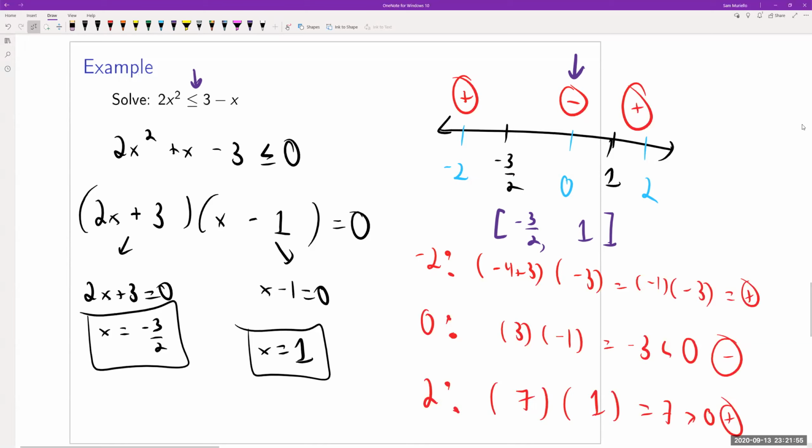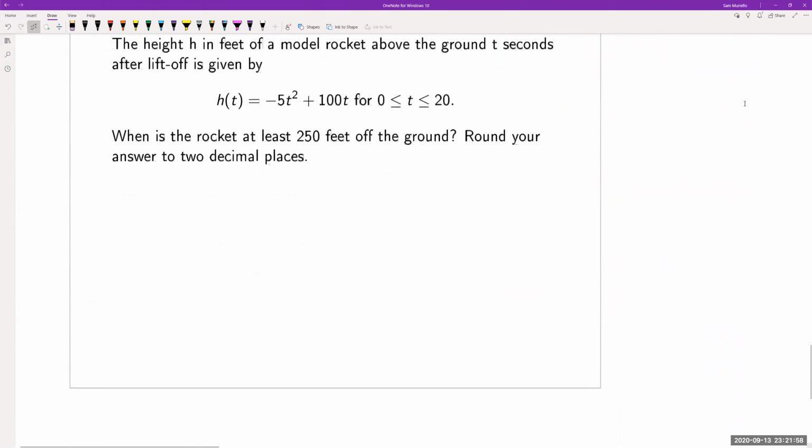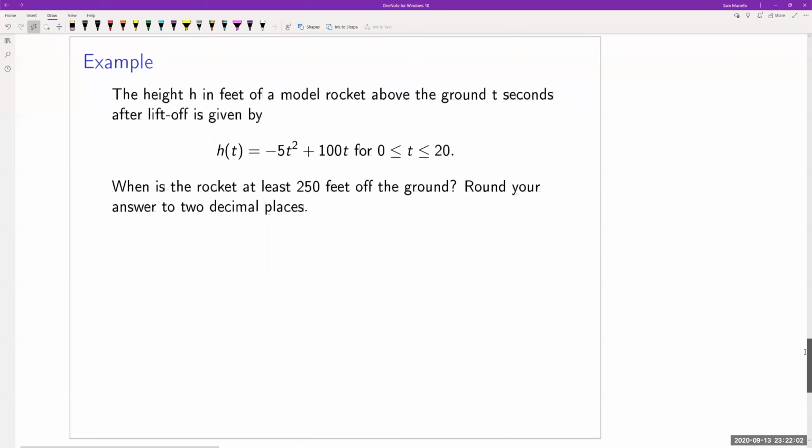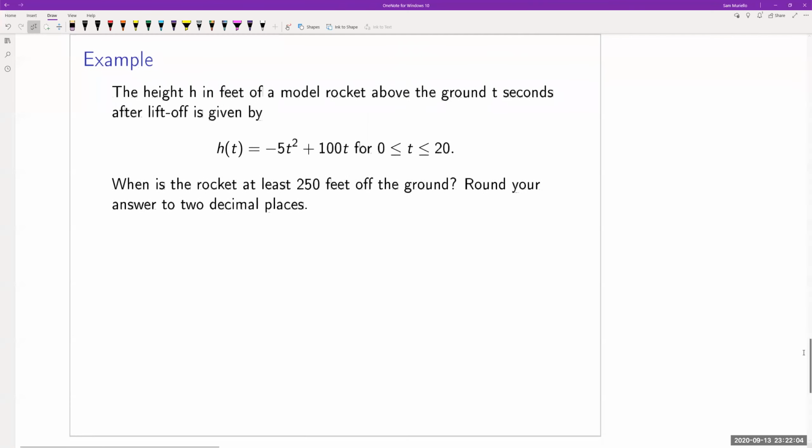Let's do one more example. Word problem this time. The height h in feet of a model rocket above the ground, t seconds after liftoff, is given by this equation. H of t is -5t squared plus 100t, and it's valid when t is between 0 and 20. I would like to know what times the rocket is at least 250 feet off the ground. So really what I'm asking myself is, where is h of t greater than or equal to 250?